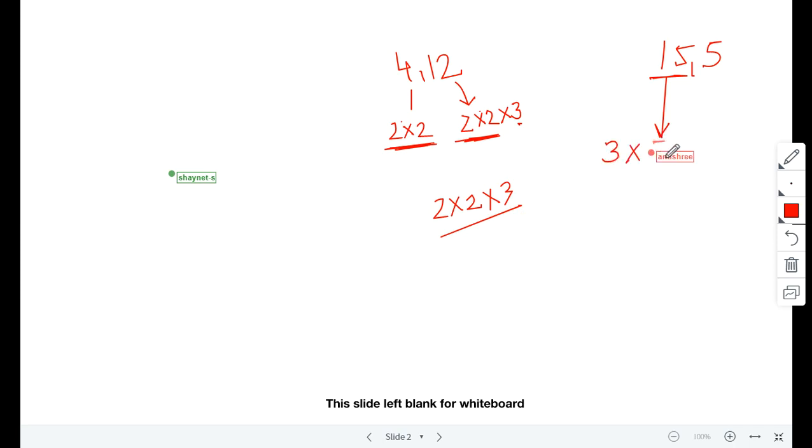Okay, and what are the factors of 10? And what are the factors of 5? It's 1 times 5, right? So what is the common number, or what are the common numbers that you can see here?